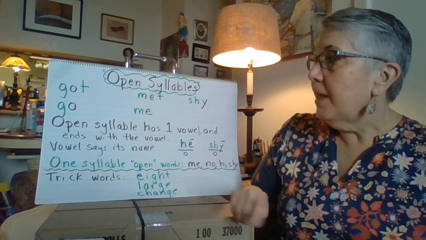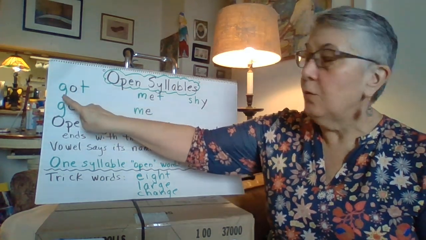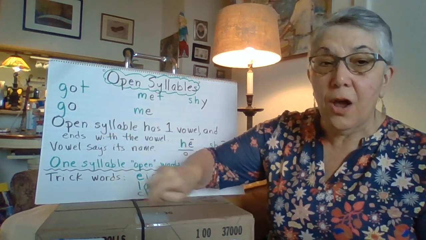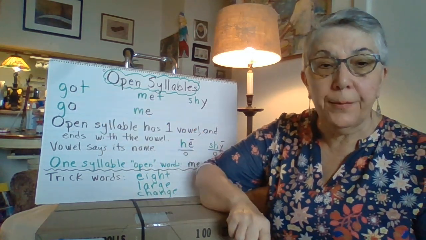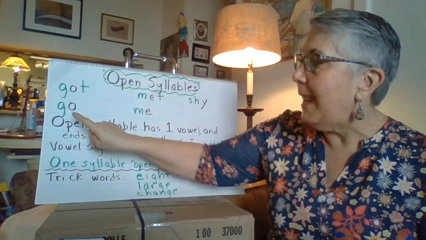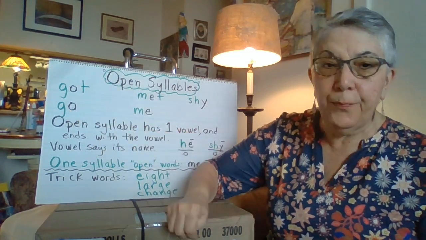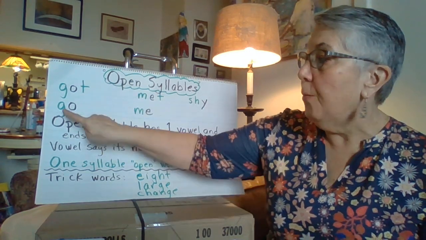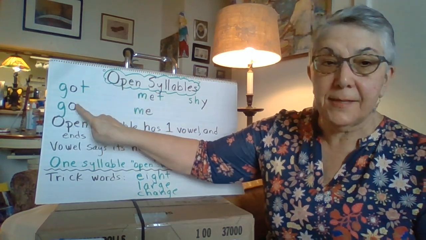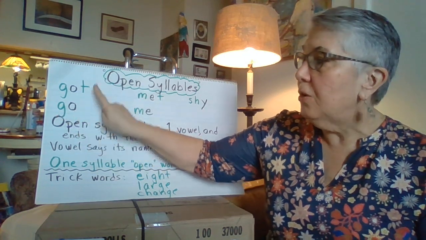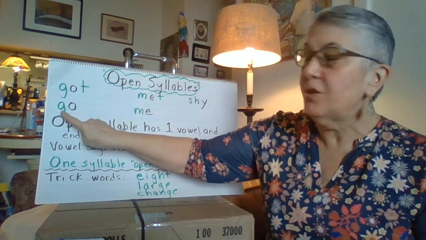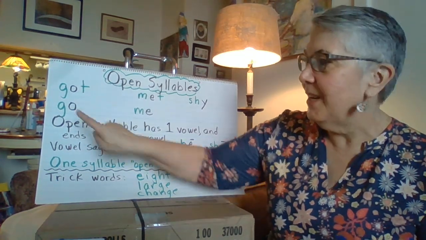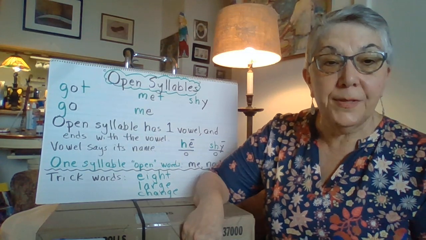Now remember that a closed syllable, like in the word got, has one vowel followed by a T. So that O in got is short. But if you take the T away and you have just G-O, there's no consonant after the vowel now. So that makes it an open syllable and the vowel says its name. So G-O with no consonant after it is the word go. Do you hear how the vowel says its name there? Good. Go is an open syllable.